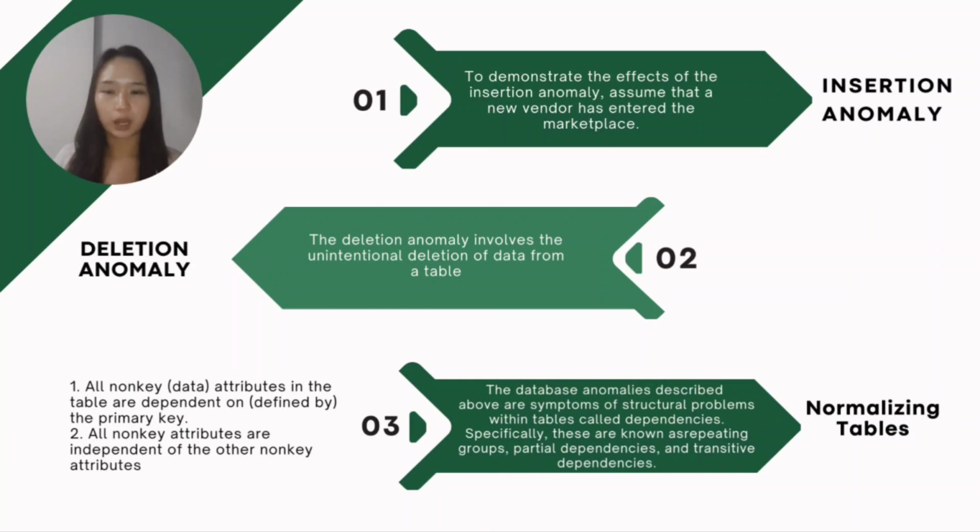Normalizing tables: the database anomalies described above are symptoms of a structural problem within the table, called deficiency. Specifically, these are known as repeating groups, partial dependencies, and transitive dependencies. The normalization process involves identifying and removing structural dependencies from the tables under review. The resulting tables will then meet the two conditions below.